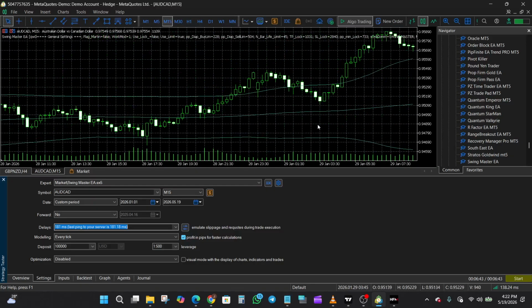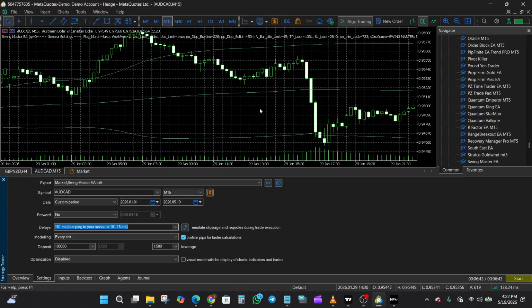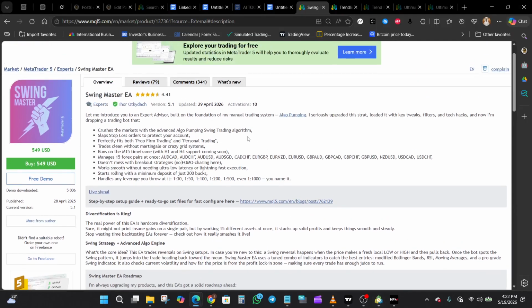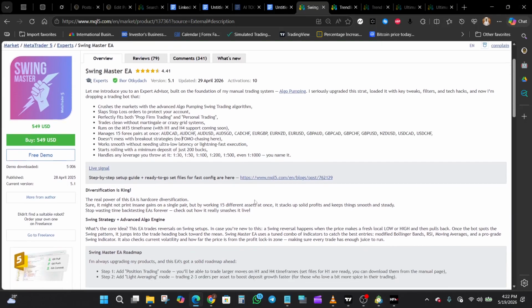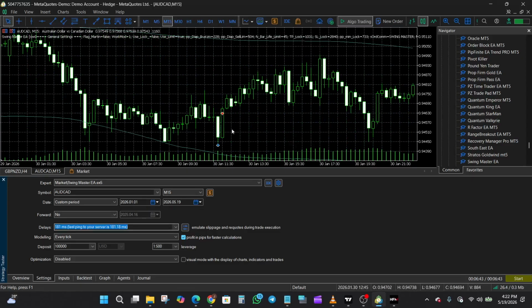So looking at the chart history here, you can see that the EA actually makes use of the Bollinger Bands, right? As we saw on the MQL5 Marketplace page. We can see here modified Bollinger Bands, RSI, moving averages, and all of that, right? So now let's head back here. Okay, so we can see an example of a trade executed here.